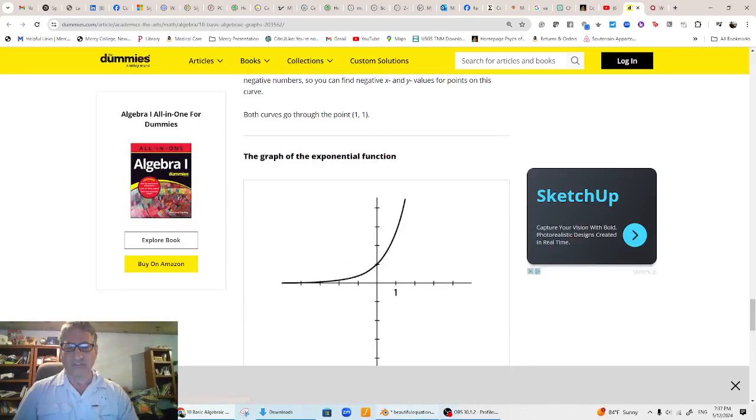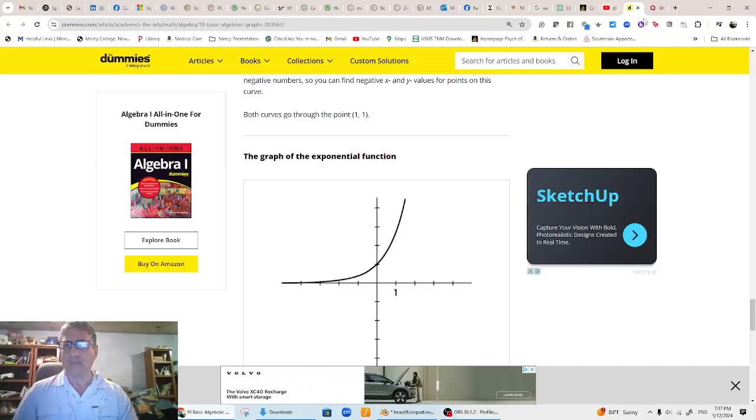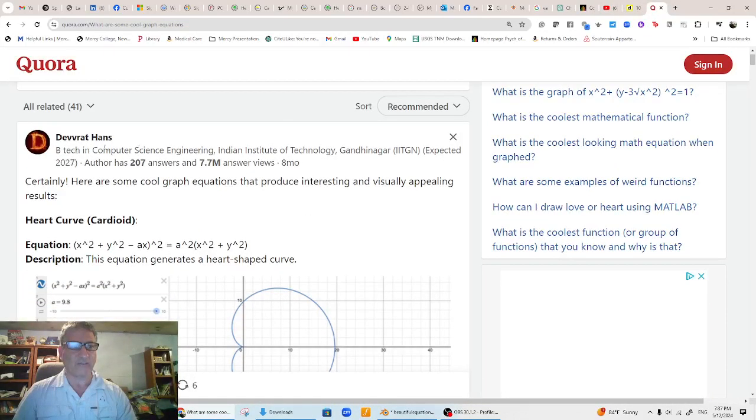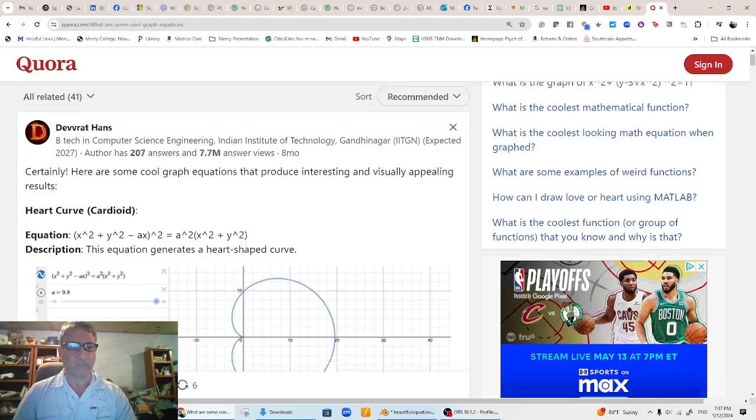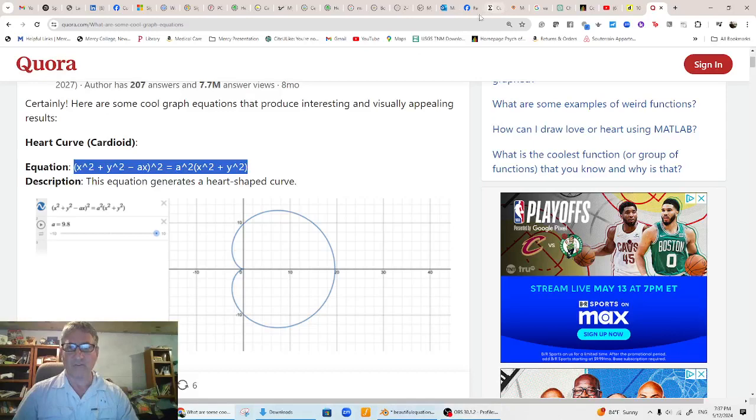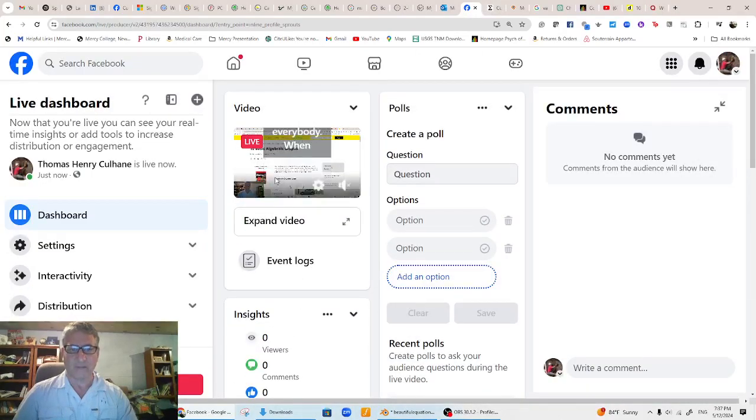Now, having successfully built those in Blender, I would like to go on to more beautiful math than even that. And to do that, I'm looking at Quora and cool graphs that this guy Devrat Hans has put up for us with the equations. So let's start with the heart curve or the cardioid, and let's grab this equation and let's make sure everything's working here. Okay, I think it's working.